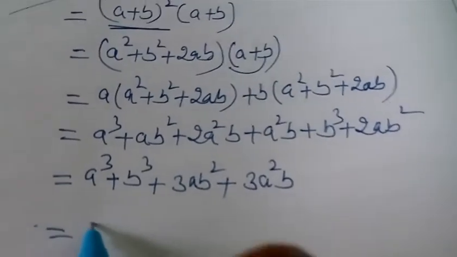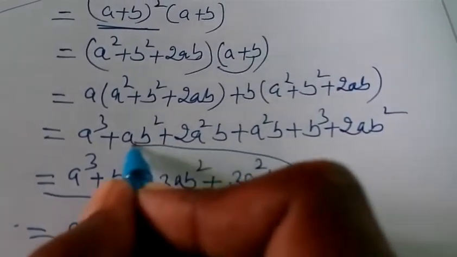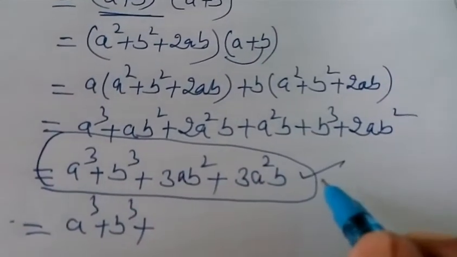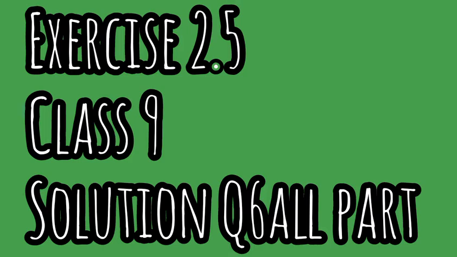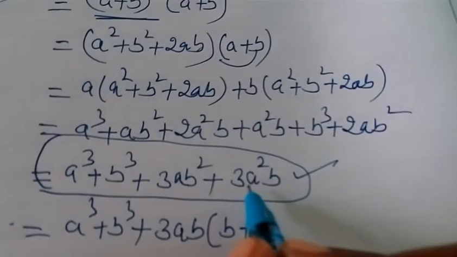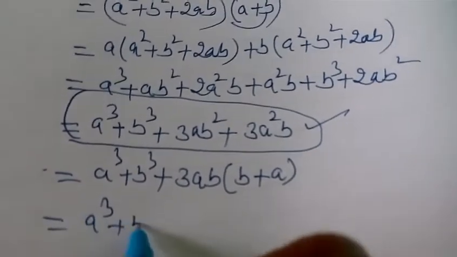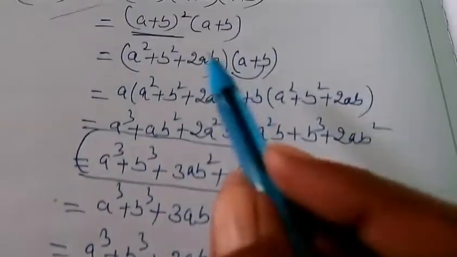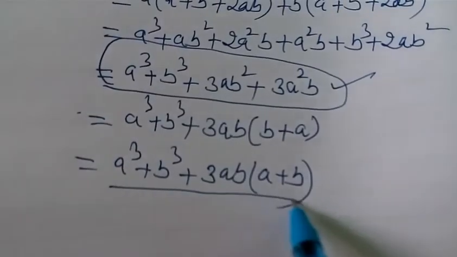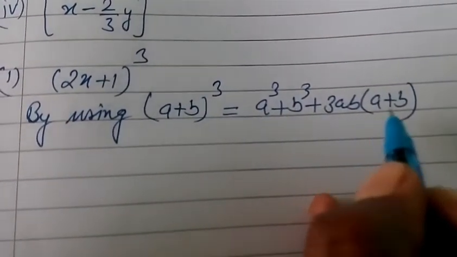You can keep this identity up to here also, because the final answer will be this. But can you see what is common here? 3ab is common. If I take 3ab common, I'm left with b here, and with a here. I can write this as a cube plus b cube plus 3ab into (a plus b). So the expansion of this identity is a cube plus b cube plus 3ab into (a plus b).